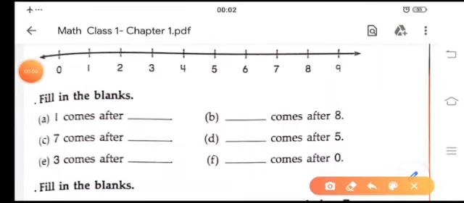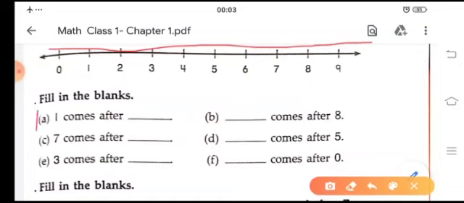Okay, let's move on to the exercise, children. A number line is given here starting from 0 to 9. Okay, so do this: fill in the blanks by seeing this number line. Number 1 comes after. So where is 1 present? Here, children. Okay, and it is after 0. So write here 0. Then the blank comes after 8. Where is 8 written? Here. Okay, so 9 comes after 8. So write here 9.